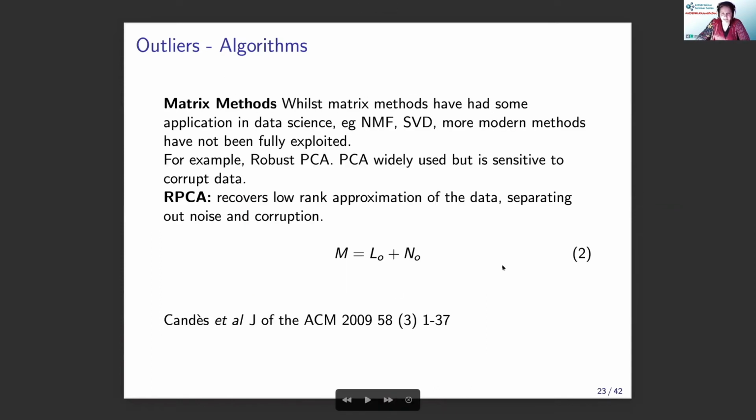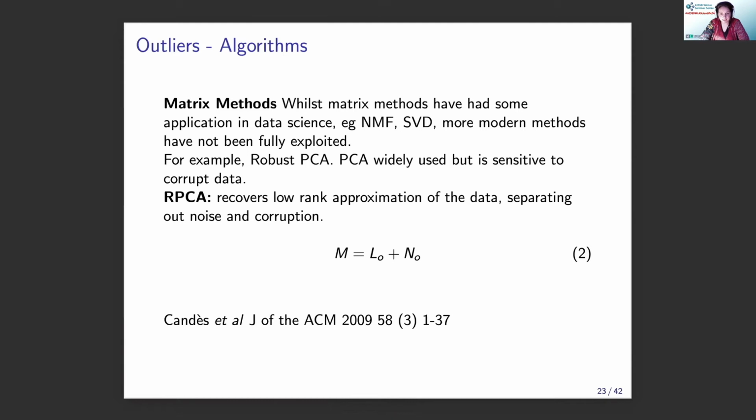Now, matrix methods have had a lot less attention. There are many that have had application in data science, non-negative matrix factorization and SVD, truncated singular value decomposition in latent semantic analysis, for example, but the more modern methods haven't been fully exploited.